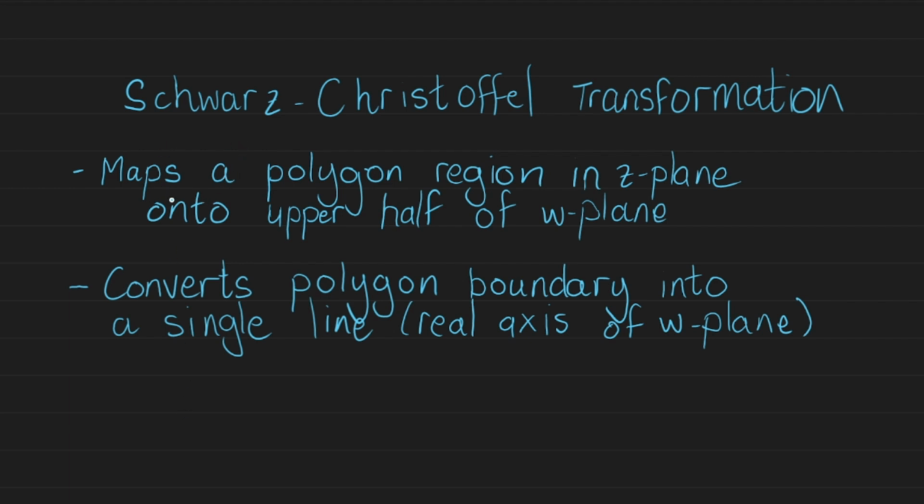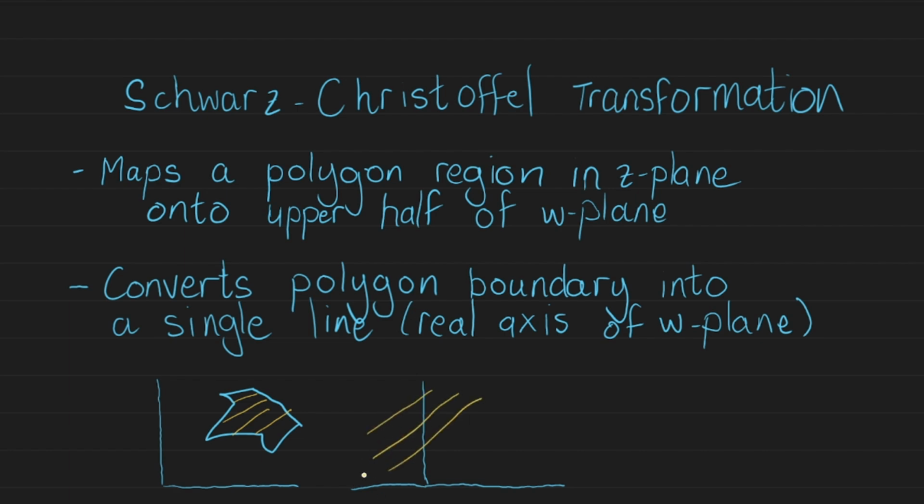What it does is that it maps a polygon region in the z-plane onto the upper half of the w-plane. So if in the z-plane we have some kind of complex figure like this, and it has some kind of region that's very difficult to work with and describe equations and boundary conditions and so forth, we can take this particular complicated region and we can say that it forms entirely the upper half of the w-plane. So this entire little region inside this polygon becomes essentially the entire plane of the w-plane. That's the top half of it.